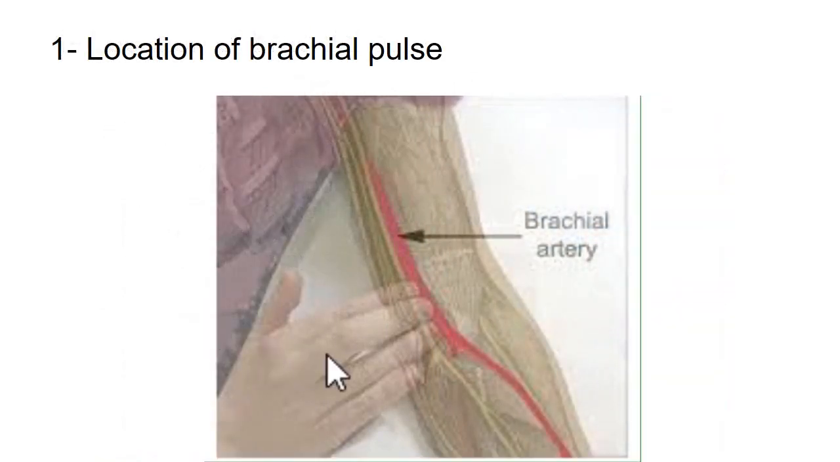Here is another image indicating the site of the brachial artery and the site at which you can palpate it. This is the tendon of the biceps muscle, and just medial to this tendon we have the brachial artery. We can easily palpate the brachial artery at this point. The brachial artery is used for measuring blood pressure.